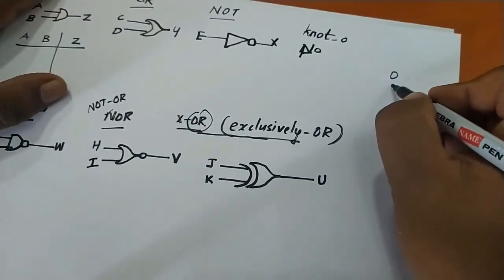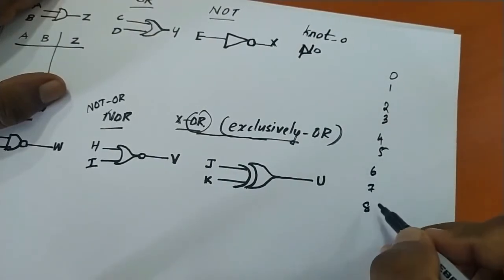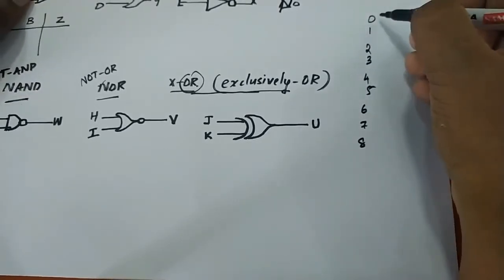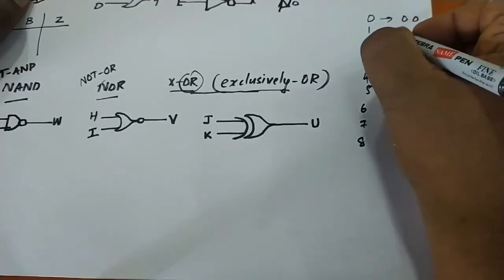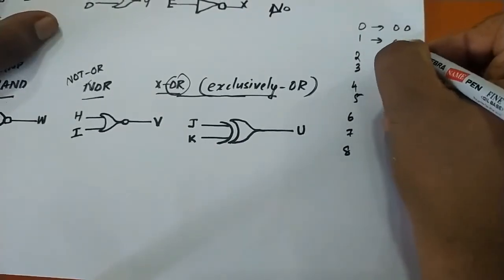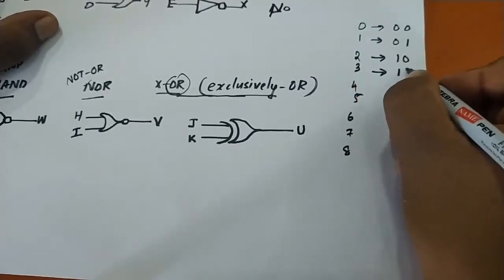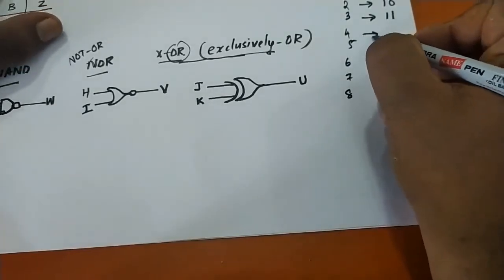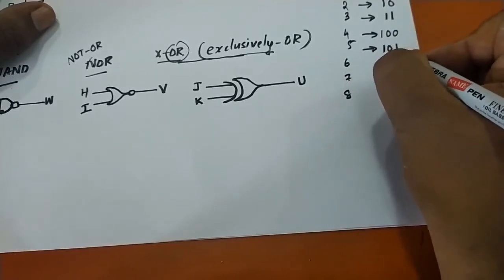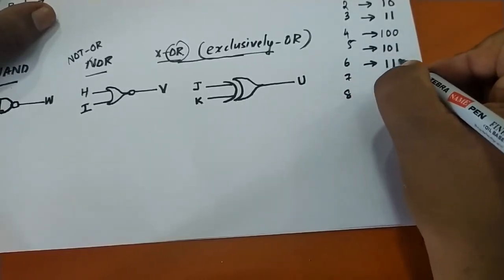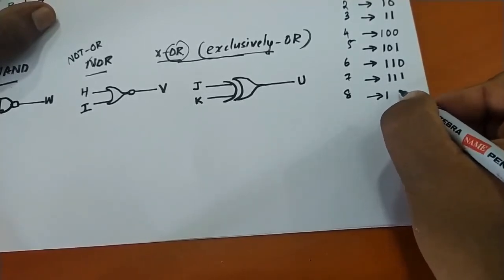We go with 0, 1, 2, 3, 4, 5, 6, 7, 8. Just like how you start counting, except that you start from 0 here. So 0 in binary is obviously 0, and 1 is 0, 1, 2 is 1, 0, 3 is 1, 1. When it goes to 4, it becomes 3 digits, becomes 1, 0, 0. 5 is 1, 0, 1. 6 is 1, 1, 0. 7 is 1, 1, 1. And for 8, we go for the 4 digit.